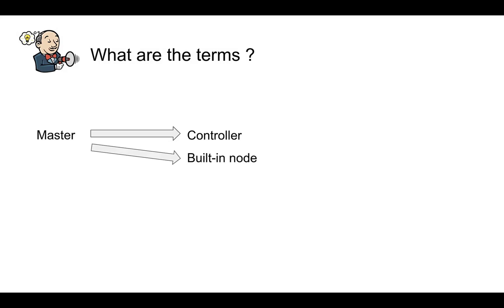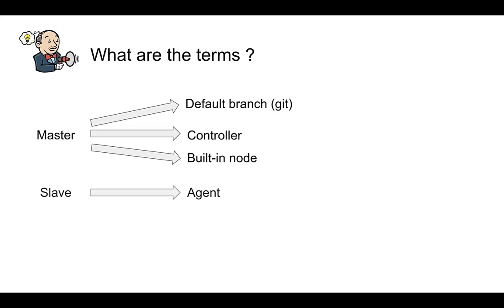In some cases, it's the built-in node, when we are talking about Jenkins as a node itself. And there is also, in the Git world, the master branch. So in the community, there is an agreement about calling it the default branch when it's about Git. There is also the word that the community has tried to change for many years, that is still there here and there. It's agent. Slave goes to agent.